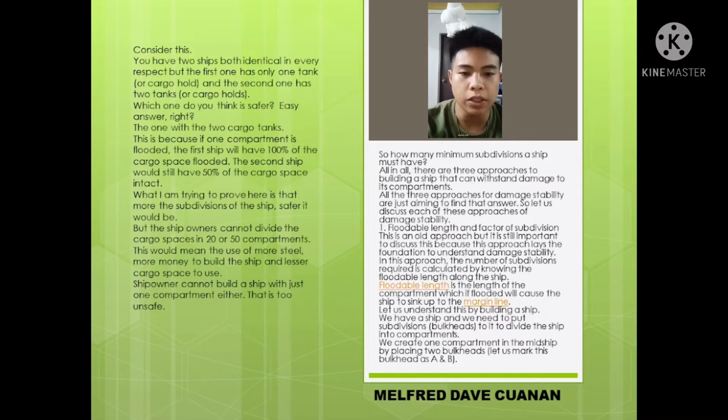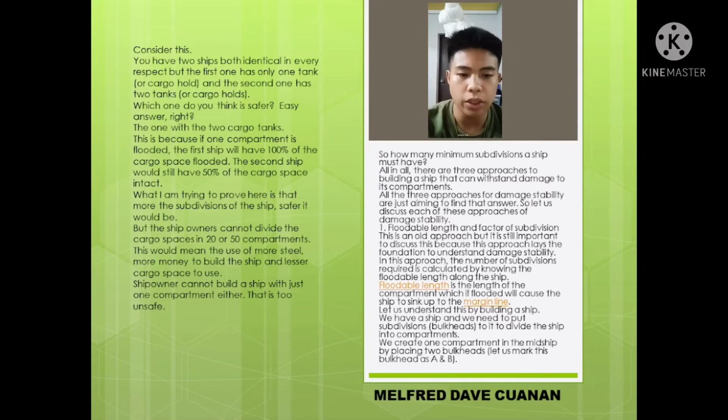This is because if one compartment is flooded, the first ship will have 100% of the cargo space flooded. The second ship would still have 50% of the cargo space intact. What I am trying to prove here is that the more the subdivisions of the ship, the safer it would be.